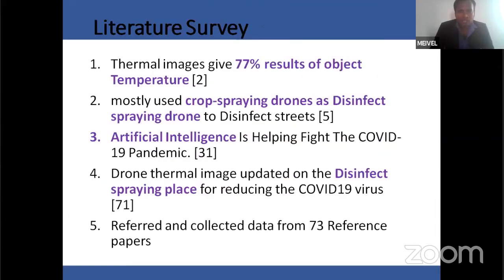I collected a literature survey from some reference papers. A 77% result for object temperature was obtained in some papers, and I have some datasets too. Mostly a spraying drone is possible, and artificial intelligence is included. The spraying places are updated using thermal images whenever thermal mapping detection happens. I collected 73 reference papers and researched further results.